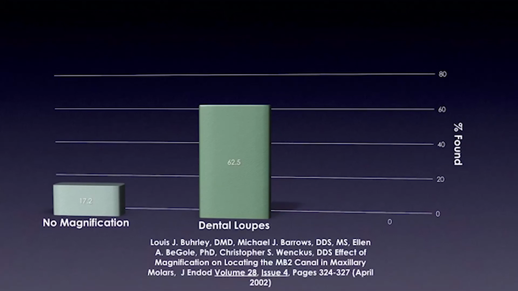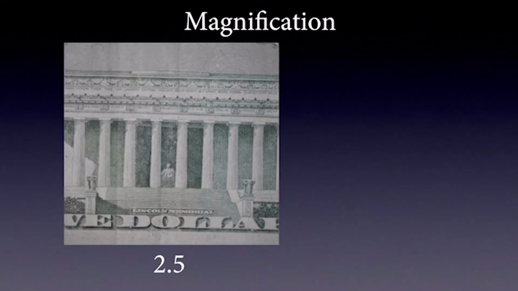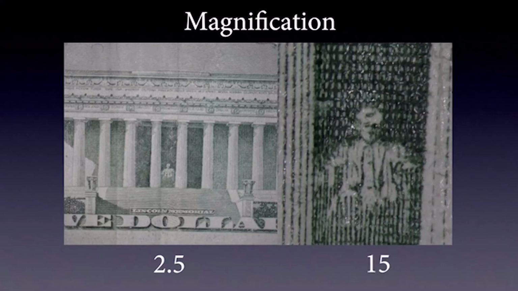An incredible jump. If you then look at how often you would find that fourth canal if you were using a microscope, you would be around 71% of the time. One more illustration. This is the back of a $5 bill showing the Lincoln Memorial, and that is at 2.5 times magnification, which is pretty typical for loops. This is at approximately 15 times magnification using my microscope. I would say that this is a pretty significant difference in magnification and something we should all consider when delving into endodontics.